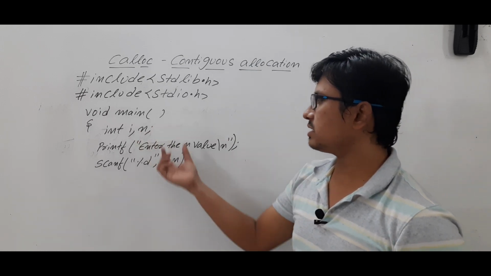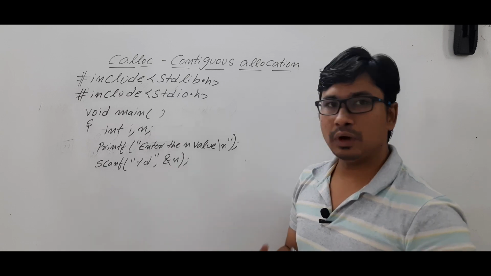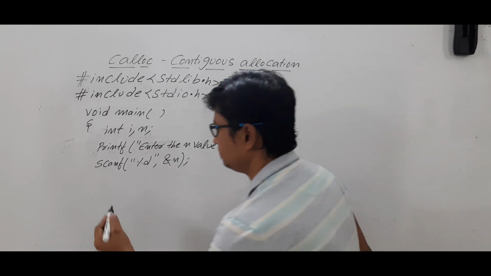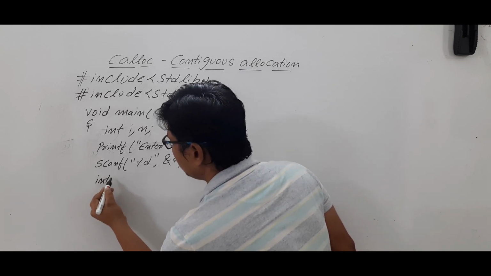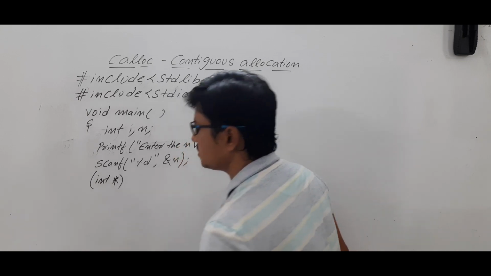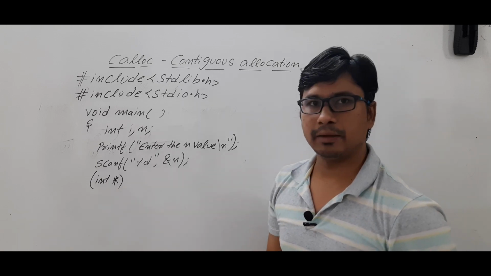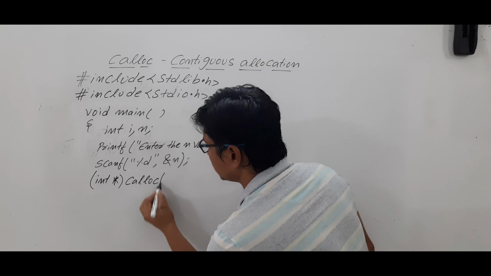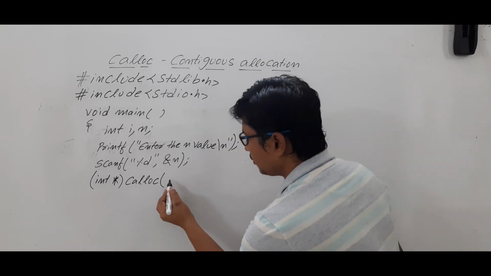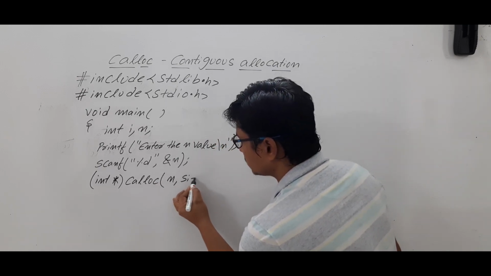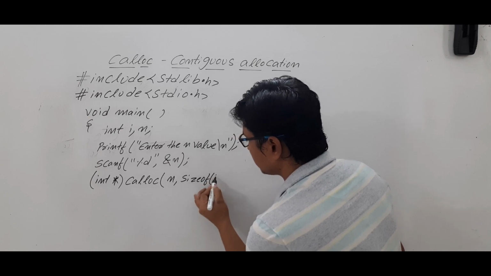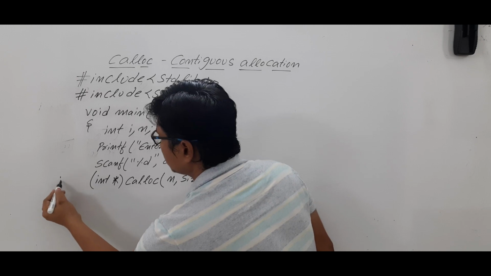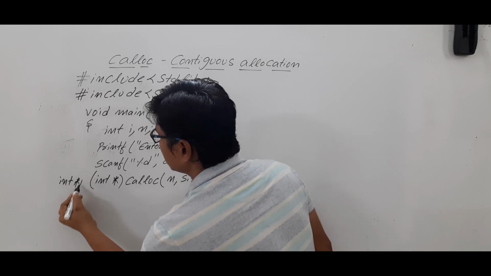Now, once the user has entered the n value, you have to allocate the memory dynamically using the calloc function. I want to store some n integers, so I'm writing the return type as integer pointer, and the name of the function as calloc, and then I have to write n comma sizeof(int). Then to store that, you have to declare the integer pointer.